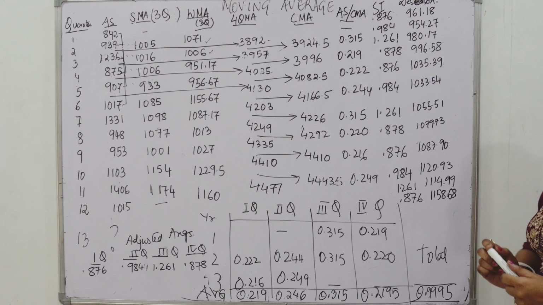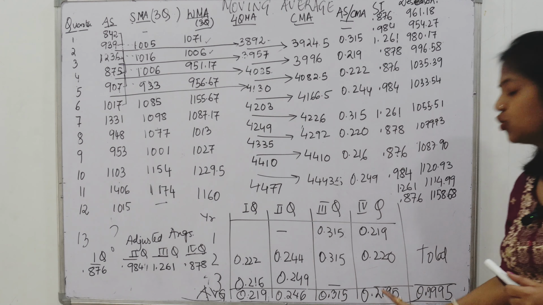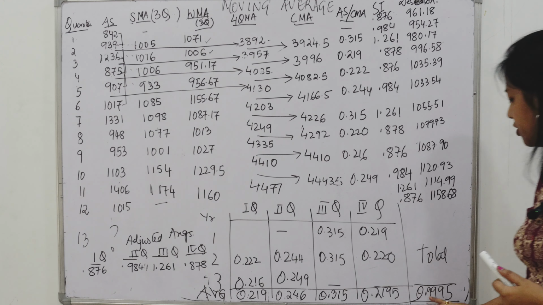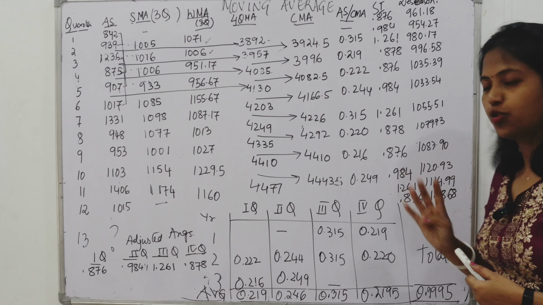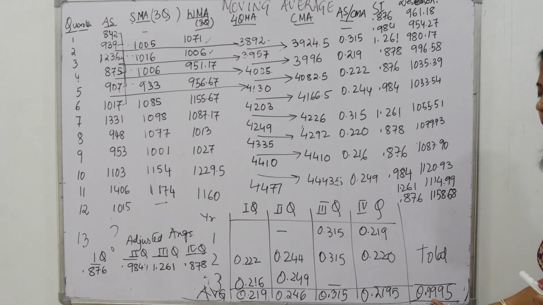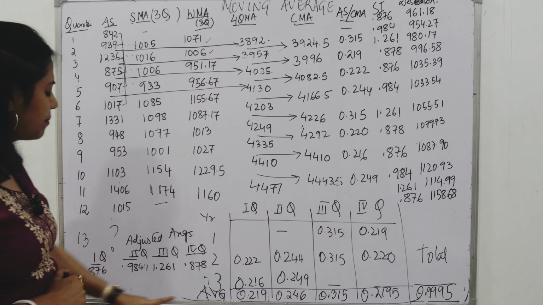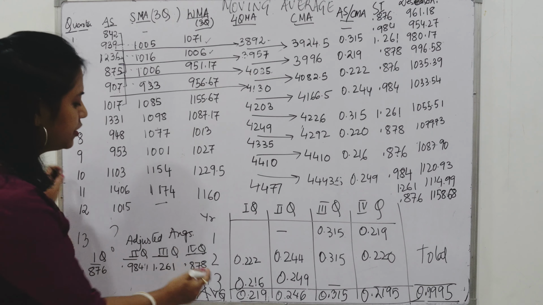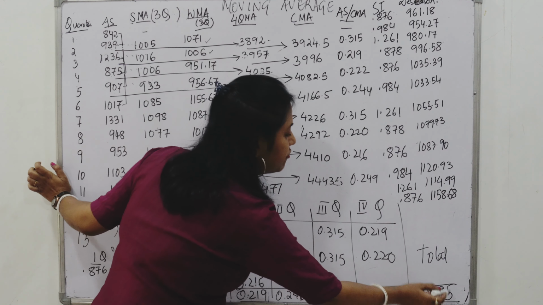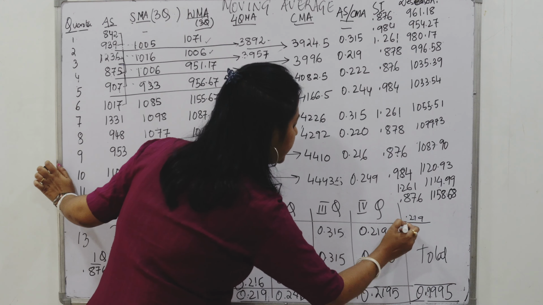So, if the total is not coming to 4, then we have to adjust these values so that it becomes 4. How will we do the adjustments? I repeat again, the total is coming to 0.9995, but it should come to 4. So in order to come to 4, I have to change these values so that the total becomes 4. In order to change them, I will calculate adjusted averages. How will I do this? The formula is very simple. You have to write 0.219 divided by 0.9995, into 4. It's simple. So you can see 0.219 divided by out of how much?